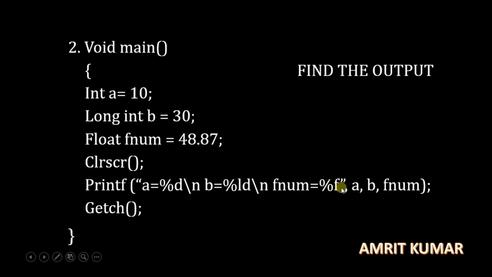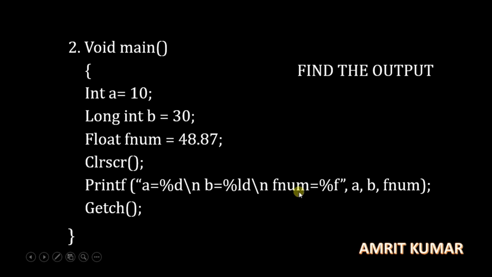So what we are doing here is assigning the percentage sign, which is the format specifier, and the format specifier's work is to replace the value of a in this place, and using the escape sequence, that is a new line. After that, we write b equal to percentage ld, again a format specifier, then an escape sequence. This escape sequence helps us to create a new line in C language.